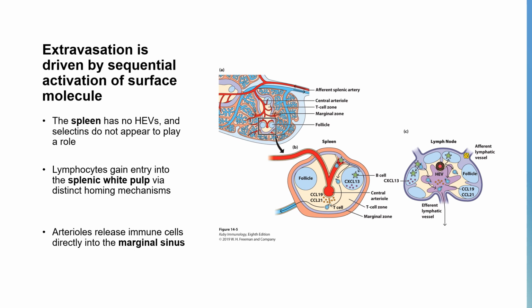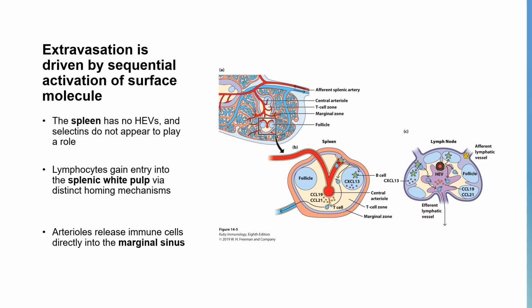And the arterioles, the incoming blood vessels, so this would be an example of one of the arterioles, do actually contain distinct immune cell cues that trigger the extravasation of those leukocytes into these regions, and they kind of dump the cells directly into the marginal sinus. So this is the space, the marginal sinus is going to be this area right in here.